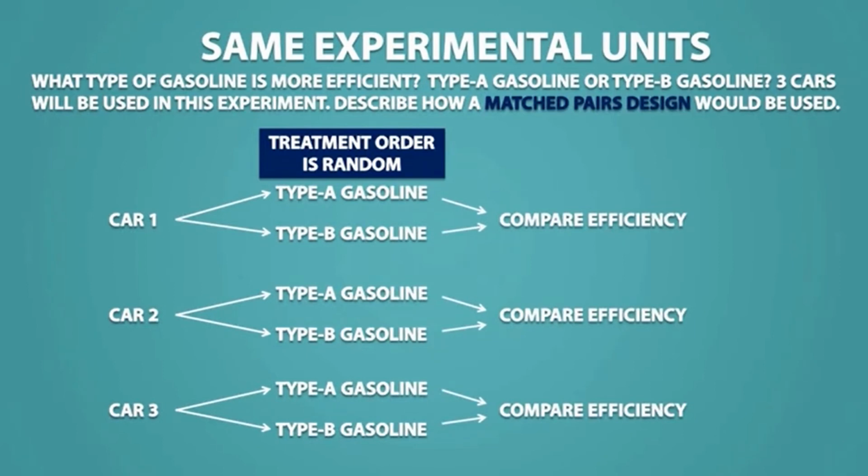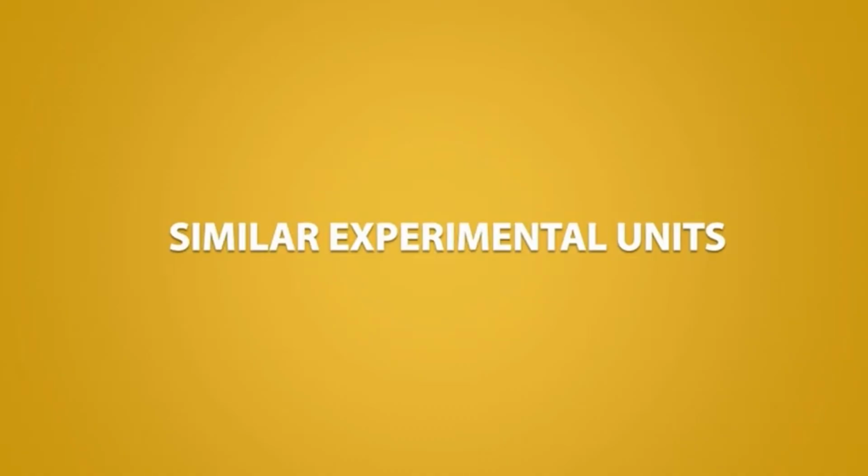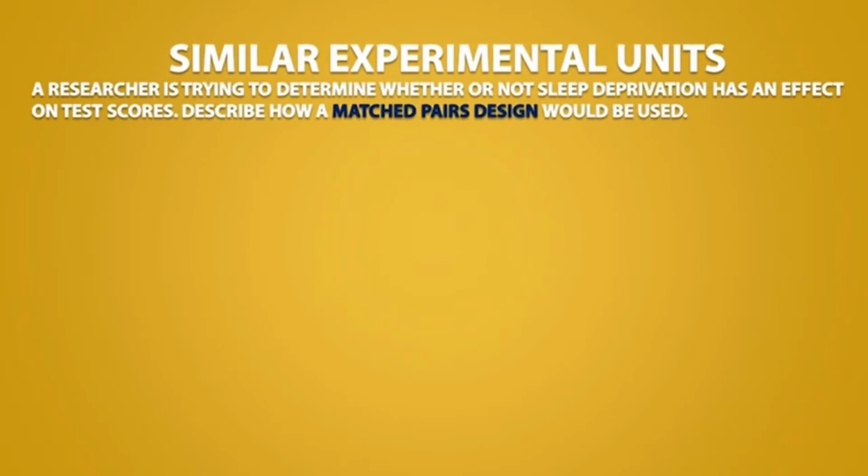There are cases when we can't use the same experimental units for a matched pairs design, and we would have to use similar experimental units. For example, a researcher is trying to determine whether or not sleep deprivation has an effect on test scores. Describe how a matched pairs design would be used.